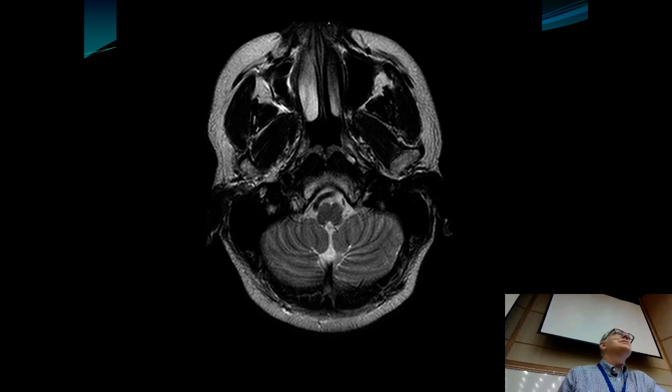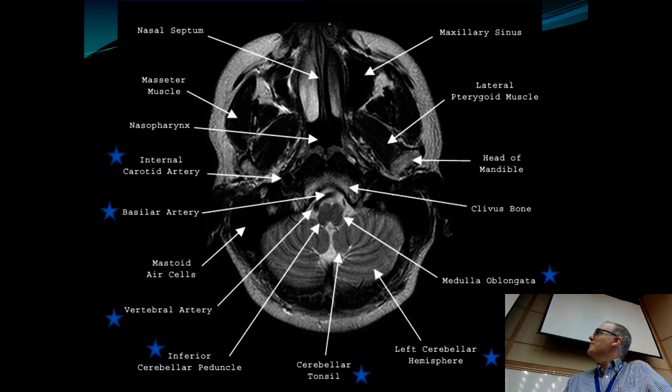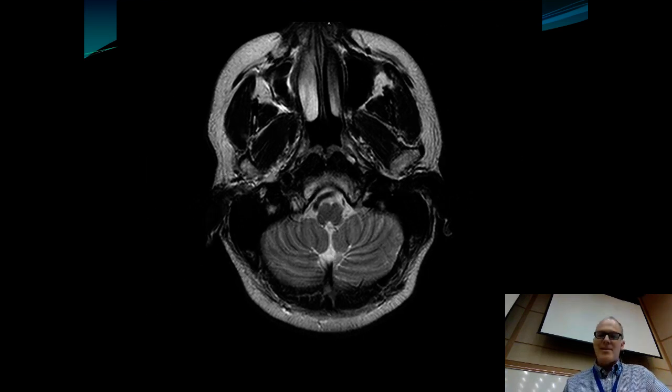Okay. Now I will say I did spend the time labeling all of these nicely. Actually I didn't do all of this, but the blue stars, anyway. So we'll have enough time, I think, in the second year to emphasize this. But let's start down in the posterior fossa.